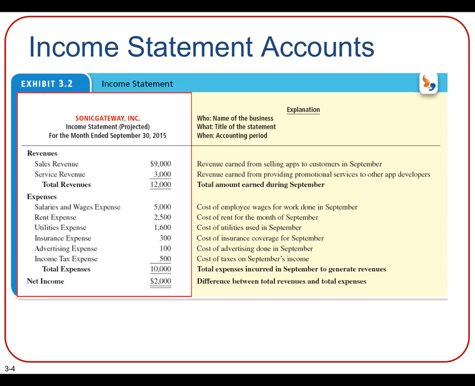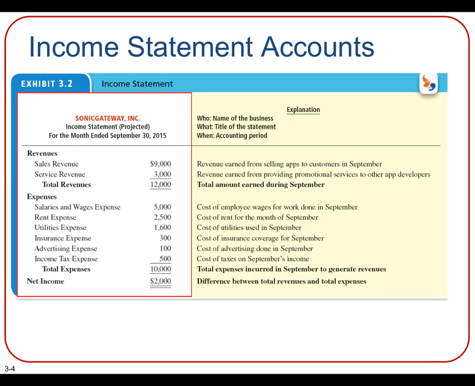The summary of all of these activities together, to determine whether you are making a profit or not, is called the income statement. Income statements are also referred to as the statement of net income or loss. As we see here, you start out with the company's name, Sonic Gateway, and this income statement is a projection, so it's a projected income statement, and then it gives the time period.